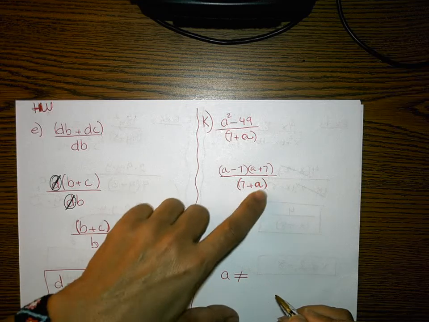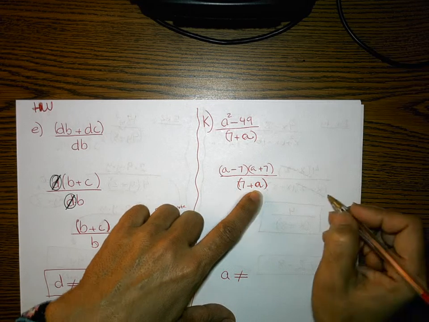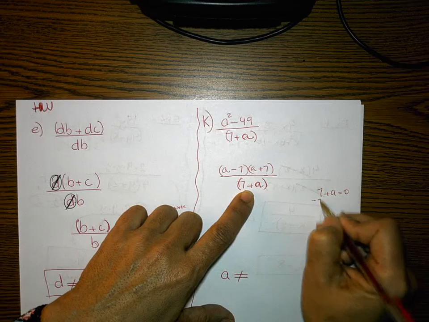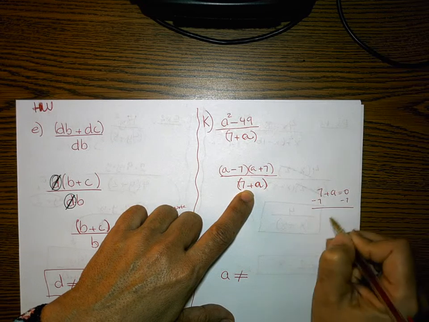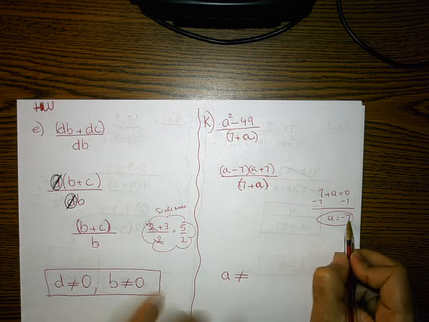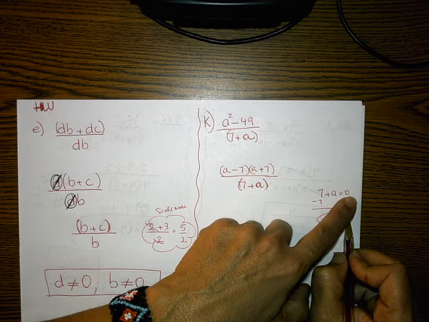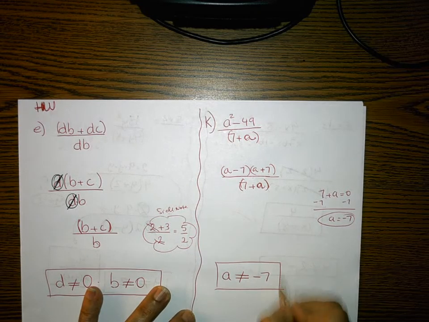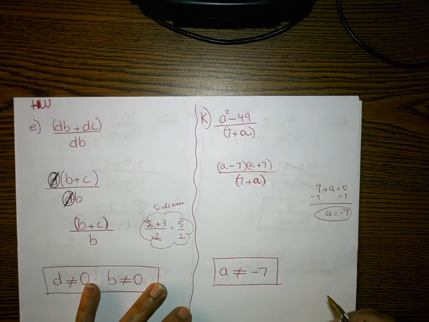If you set this little binomial, 7 plus a, equal to 0, you will see that if you subtract 7 from both sides, a equals negative 7. So a being negative 7 will give me a 0 in the denominator. So a cannot be negative 7. Okay? A cannot be negative 7.